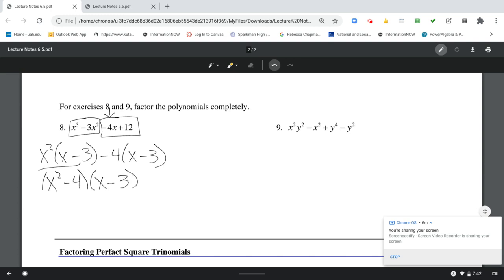Now, this is a difference of squares. So I have to break that down. That would become x plus 2, x minus 2.